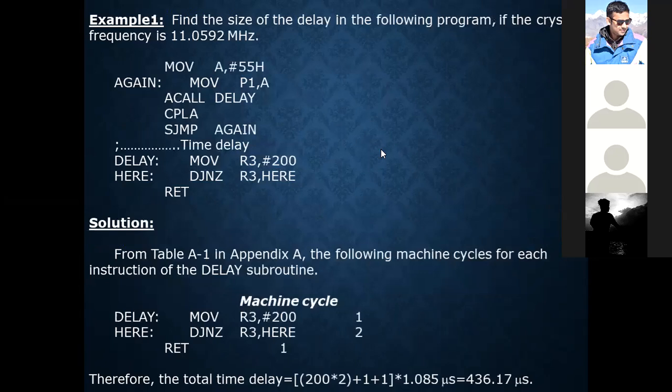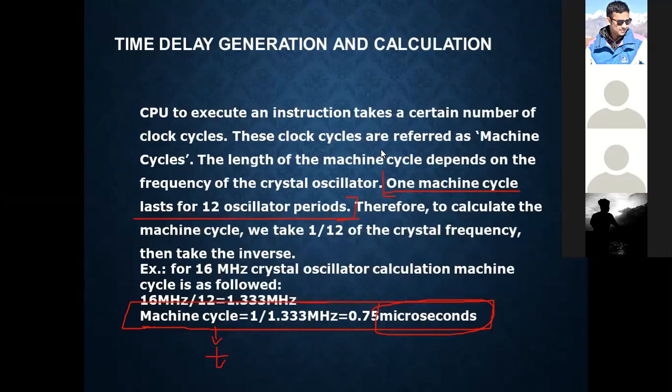Yes, sir. Okay, now going back. Here in the PPT, you can see that the time will be calculated by dividing the machine cycles. Every machine cycle lasts for 12 oscillator periods. So how much time will be required? That is divided by 12, and if we take 12 megahertz as the crystal frequency, the 12 will cancel out, and the delay will be 511 microseconds. Understood or not?